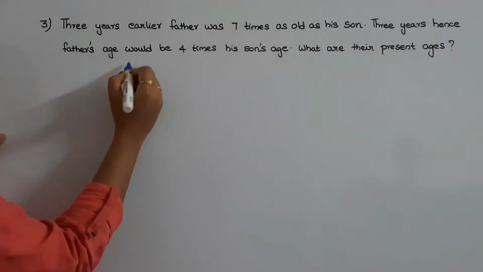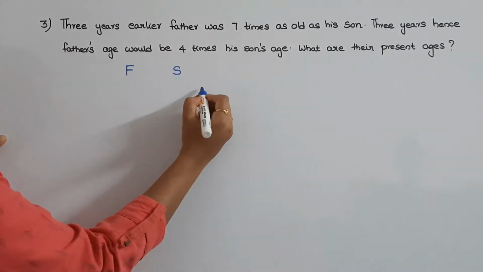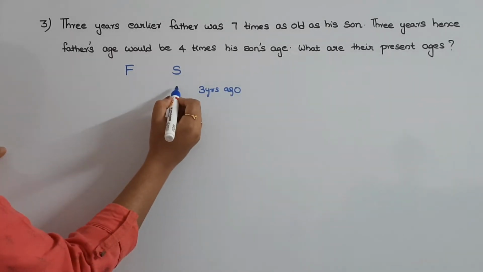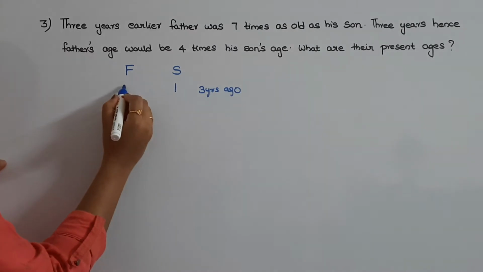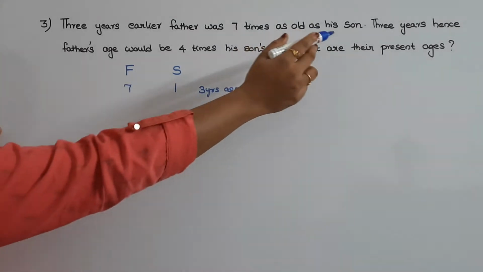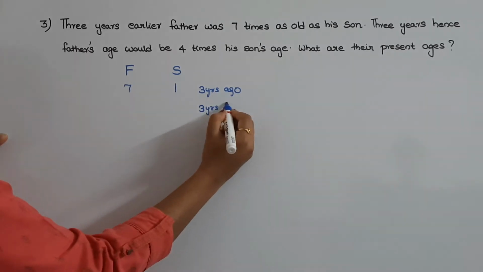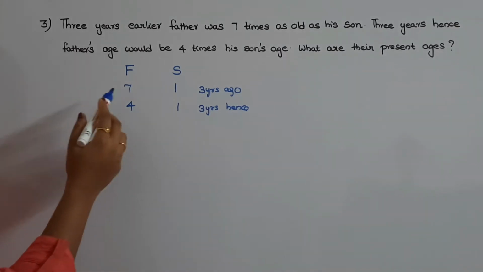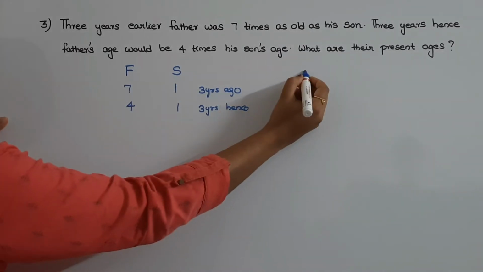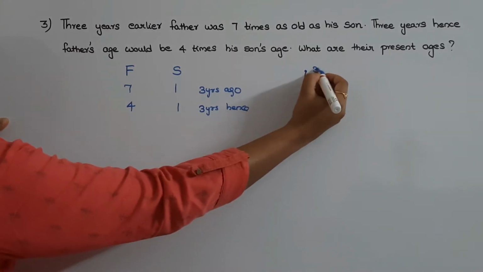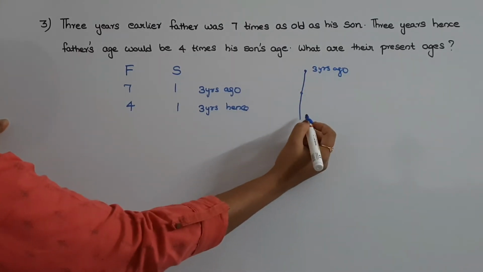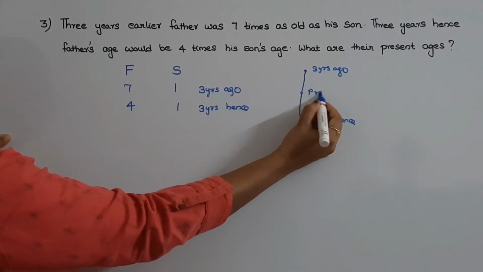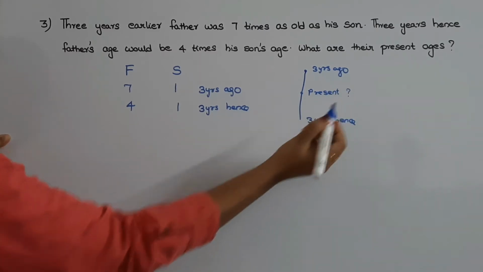Okay, so let us first write what is given. Father, son, they are telling that 3 years ago father's age was 7 times as that of his son. So if we are considering son's age as 1, then father's age would be 7. Okay, then they are telling that 3 years hence, or 3 years later, father's age would be 4 times that of his son. Now we are having the ratio of the ages of father and son 3 years ago as well as the ratio of their ages 3 years hence. So we need to find out the present ages of father and son.